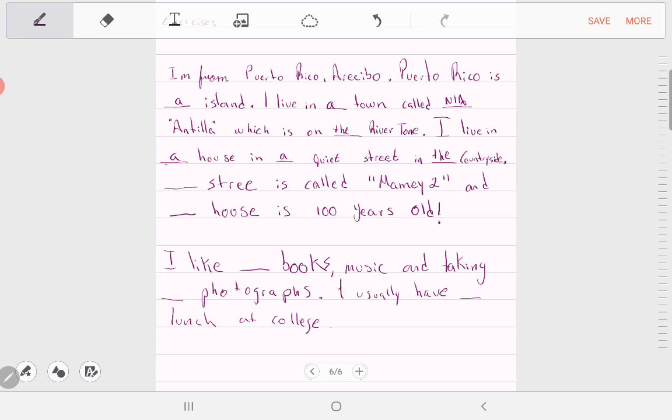The next sentence: a blank street is called Mayne Too. A blank house is 100 years old. You can see the sentence speaks of something specific, because it is the street called Mayne Too, and the house of 100 years old. No, it's not a house in a group of houses. It's the house of 100 years old. So here we go with the and the.